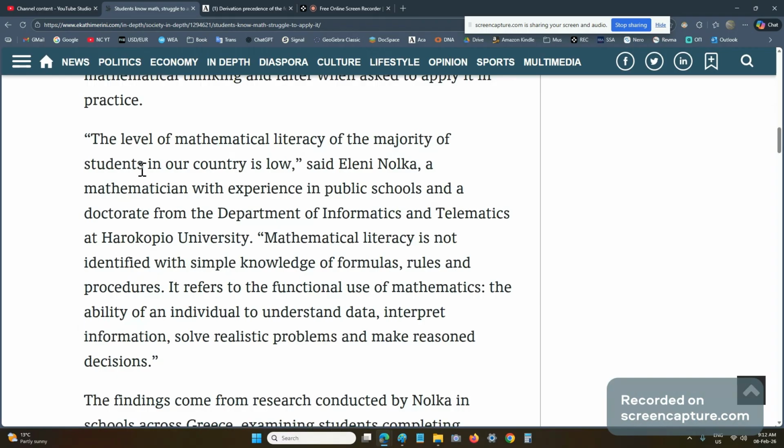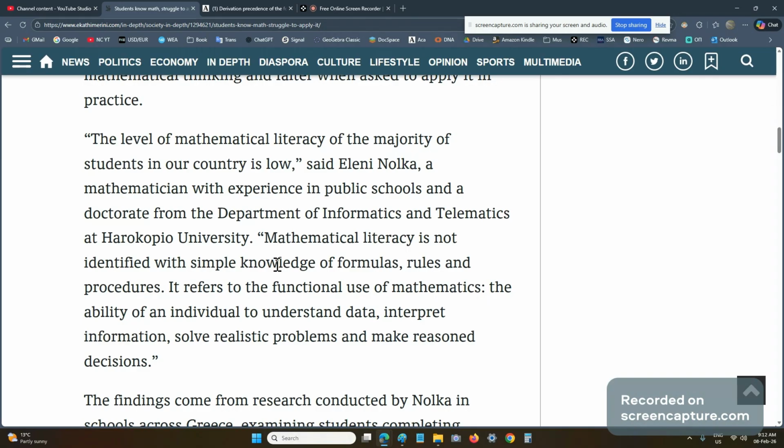And here's another paragraph. The level of mathematical literacy of the majority of students in our country is low. Well, of course it's low. So she says that mathematical literacy is not identified with simple knowledge of formulas, rules, and procedures. Well, of course not. And it says it refers to the functional use of mathematics.